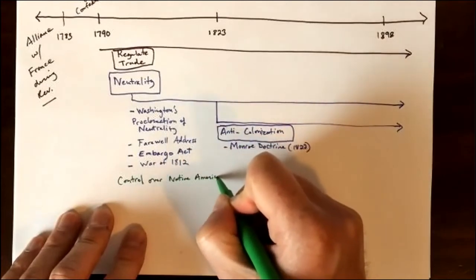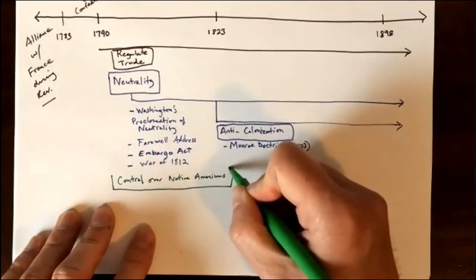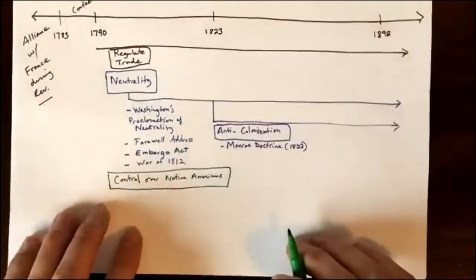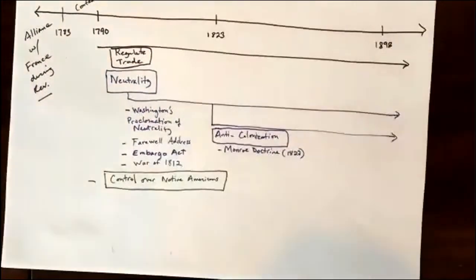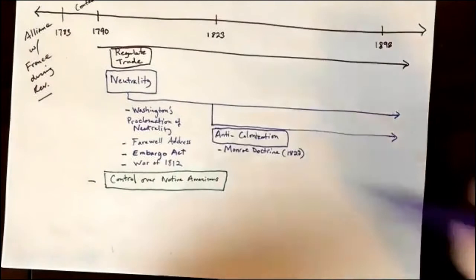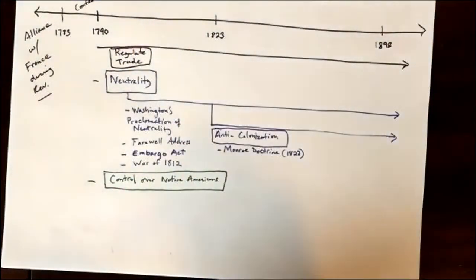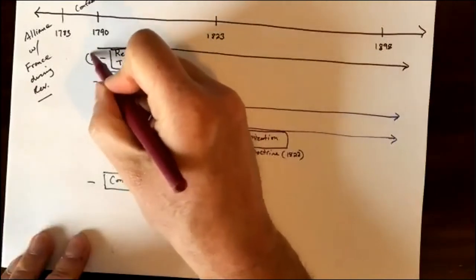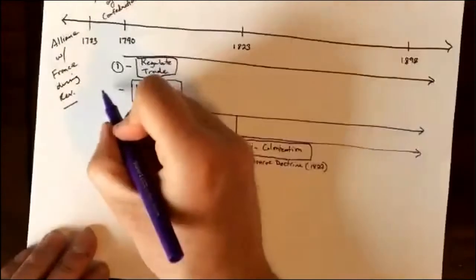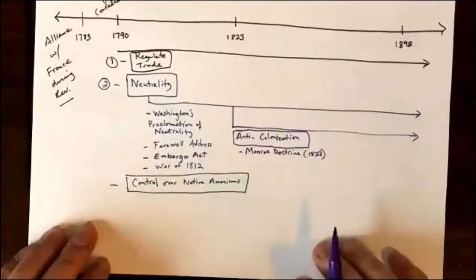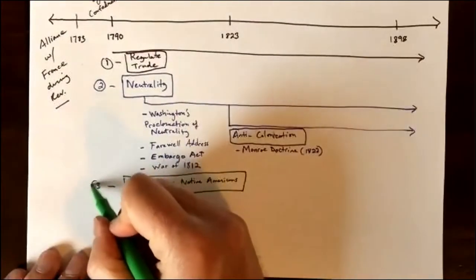Almost immediately, the United States, as part of its foreign policy, starts to seek to control Native Americans. So I'm just going to start numbering these stories here. We've got story 1, which is regulation of trade. We've got story 2, which is neutrality. And then we've got story 3, which is control over Native Americans.